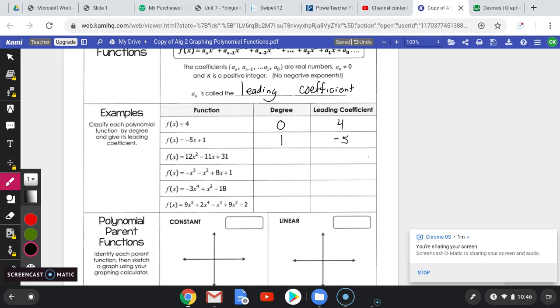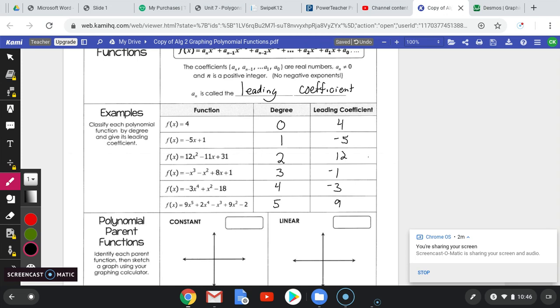Next one, what's the highest exponent in that one? Oh, it's 2, so it's a degree of 2. And what's the leading coefficient of that? It's 12. If I go to the next one, the degree is 3, it's the highest degree, and its leading coefficient is negative 1. Next one, the highest degree of the variable is 4, and the leading coefficient is negative 3. And the last one here, the highest degree is 5, and its leading coefficient is 9.